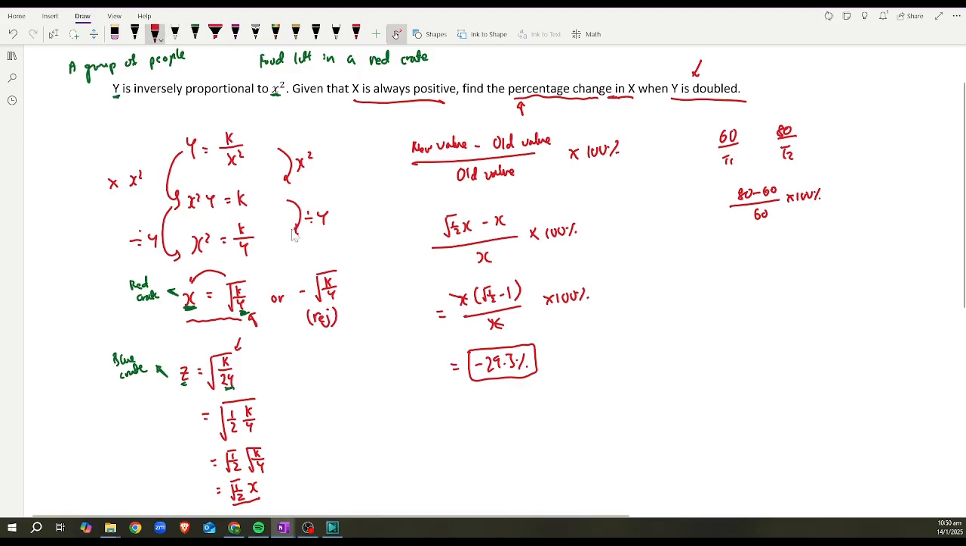Oh, I forgot to write this equation. Always have this written out after you get this step. You can see that the blue crate is a fraction of the red crate, which makes sense. A larger group of people will eat more food. So the amount of food left in the blue crate will be less than the amount of food left in the red crate.